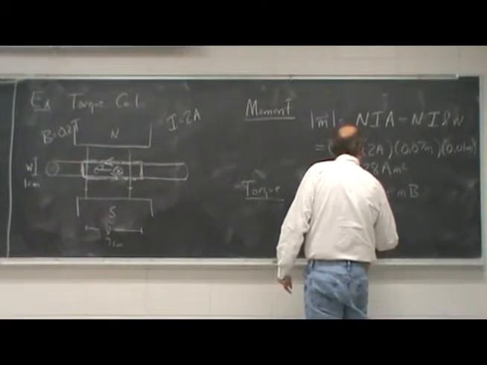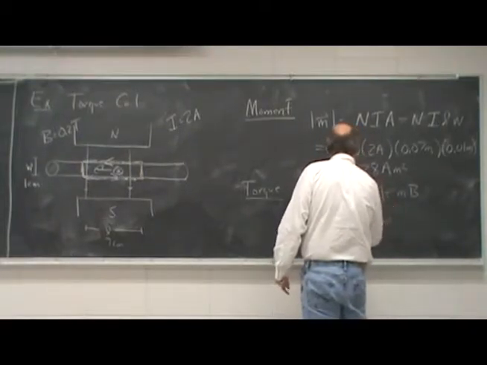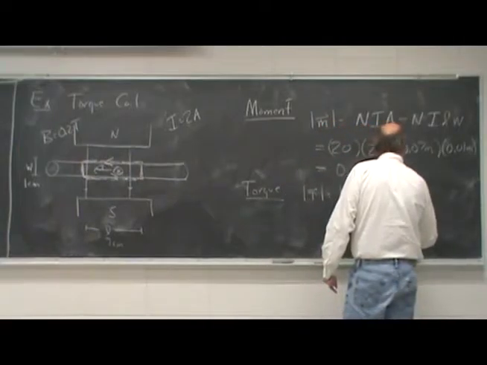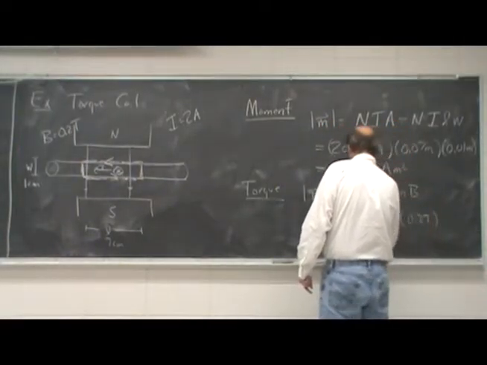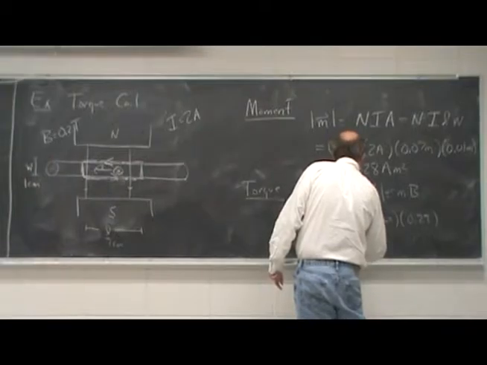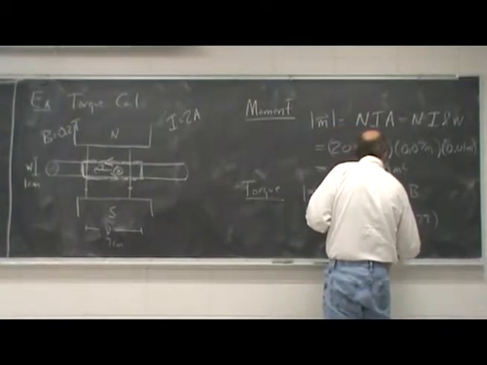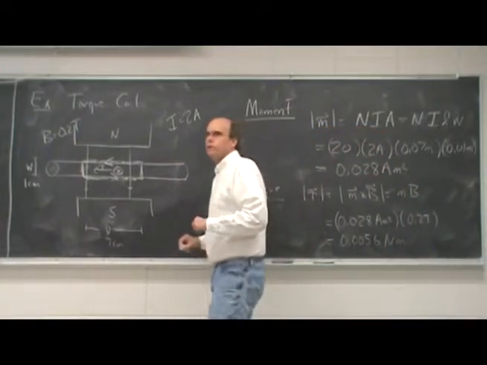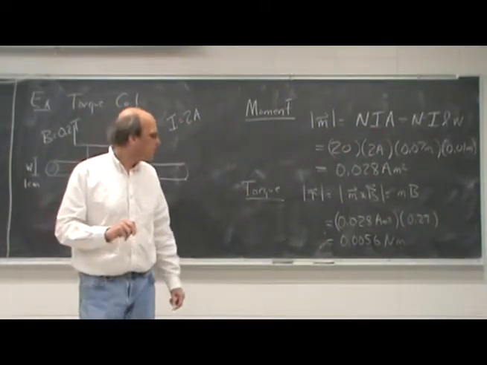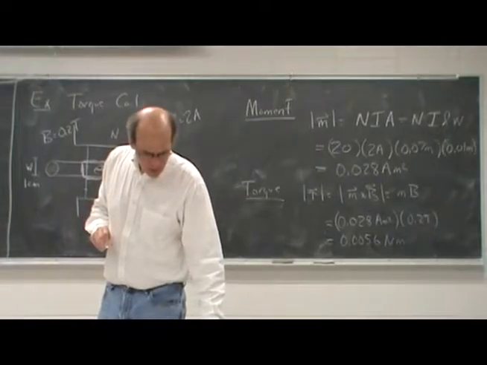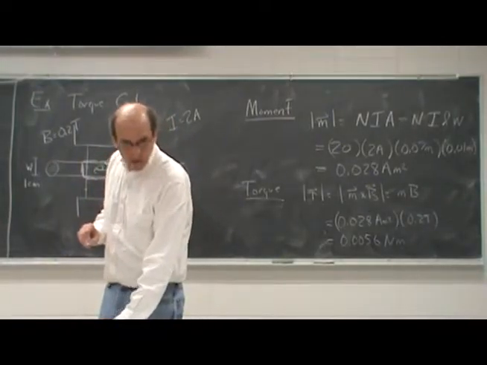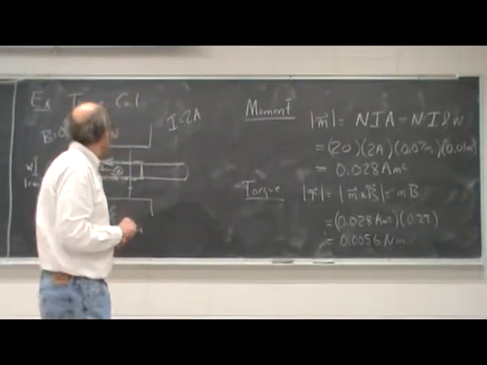So this is just 0.028 amp meters squared times 0.2 Tesla, which is 0.0056 Newton meters, believe it or not. And you'll have to work on canceling that down. So, definitely observable, not very big.